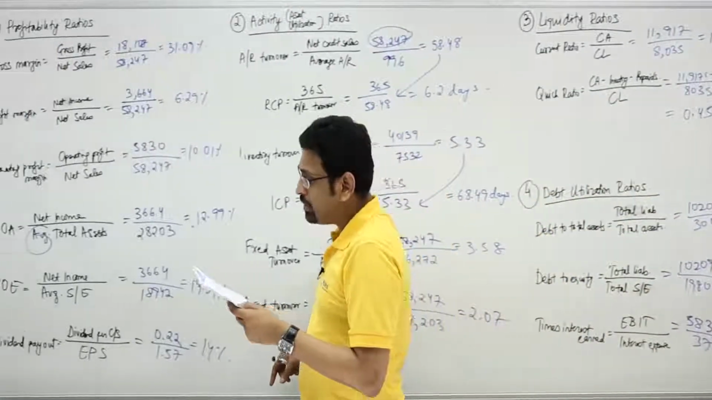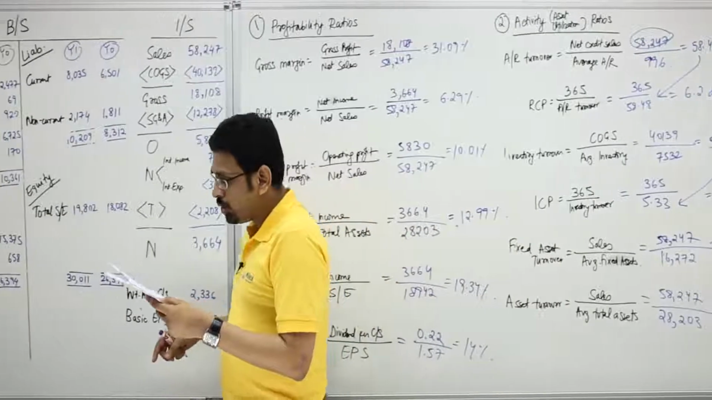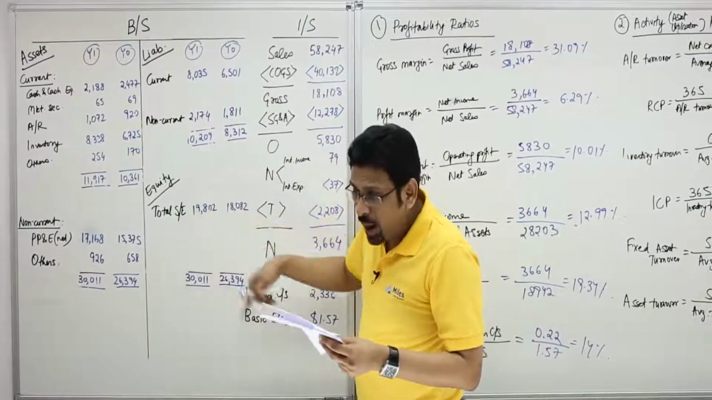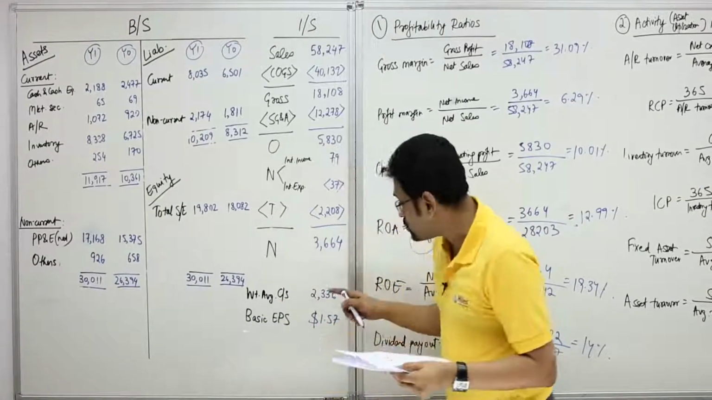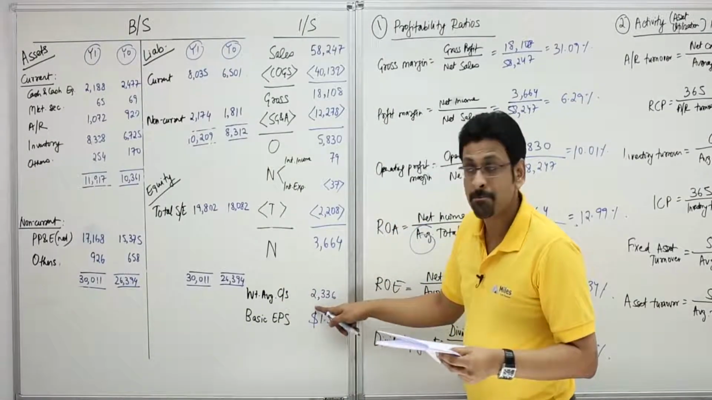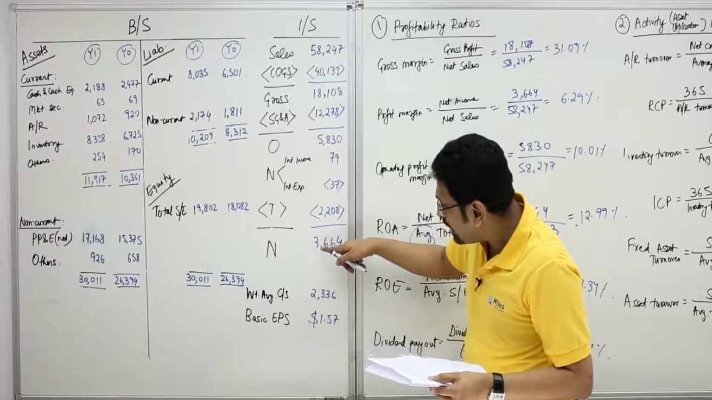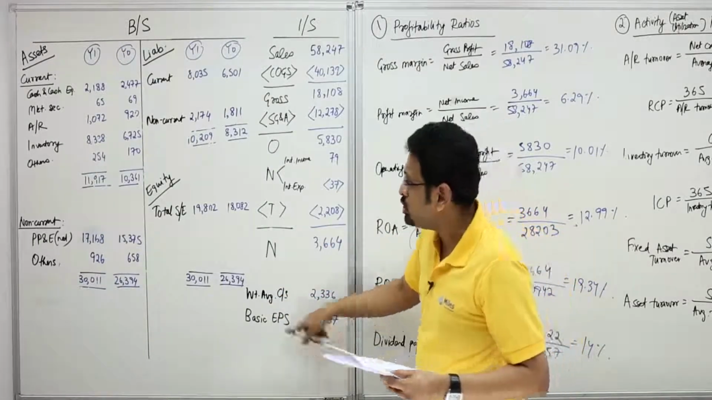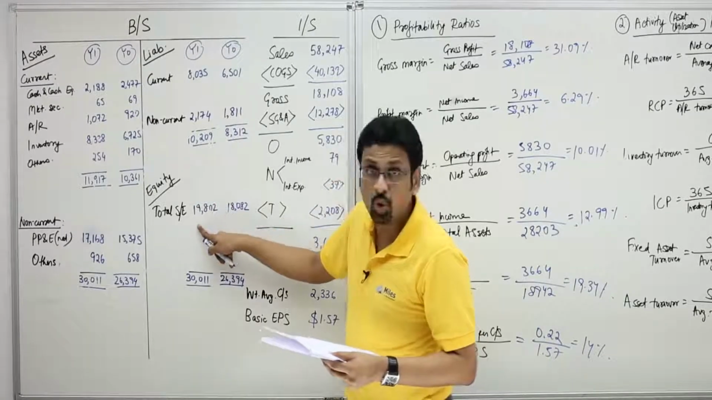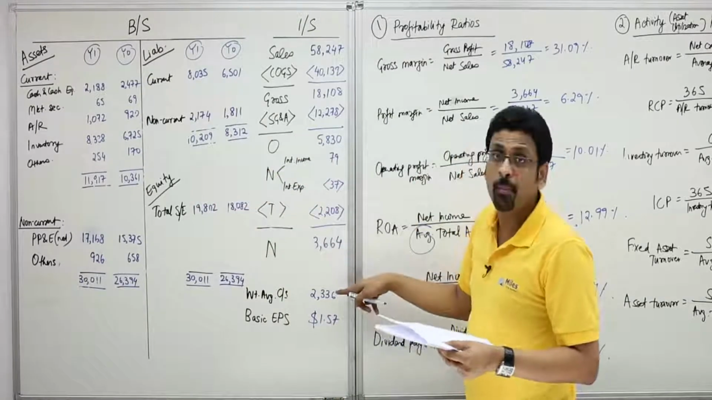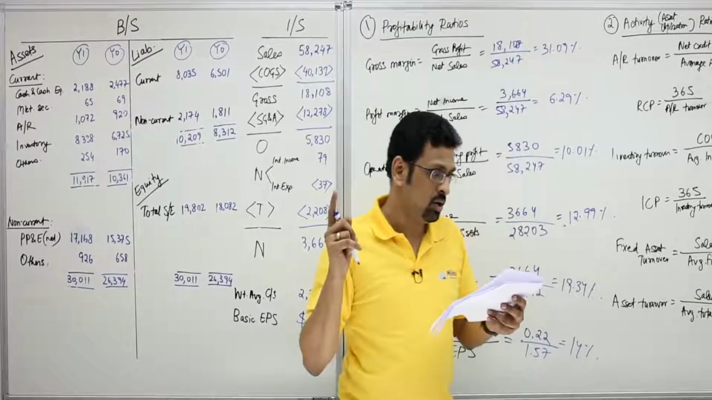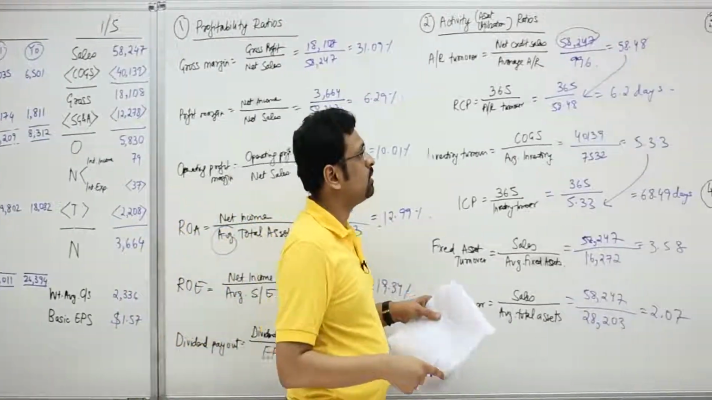To calculate the book value per share, we're going to look at the total stockholders' equity, this number, divided by the number of common stock outstanding, this number here. Your net income divided by weighted average common stock gives you basic EPS. So we're going to divide total stockholders' equity by number of common stock outstanding to get to book value per share. So let's do that.